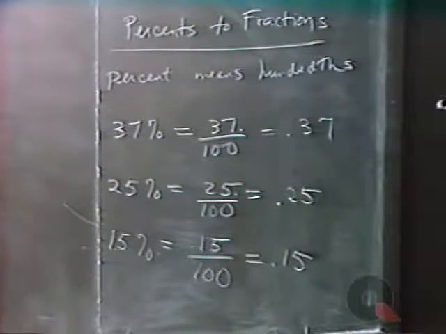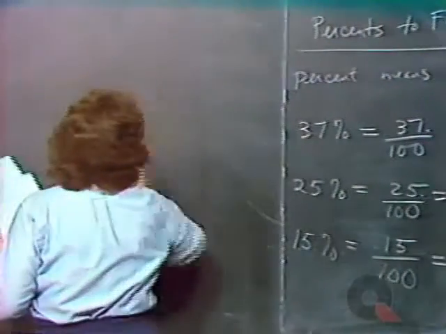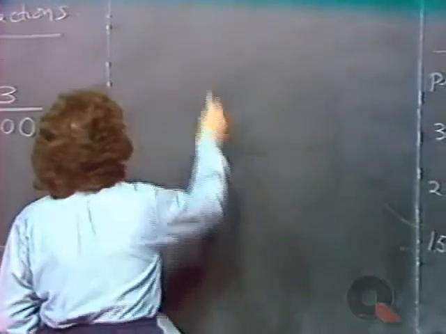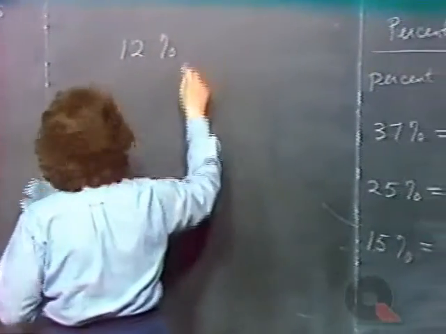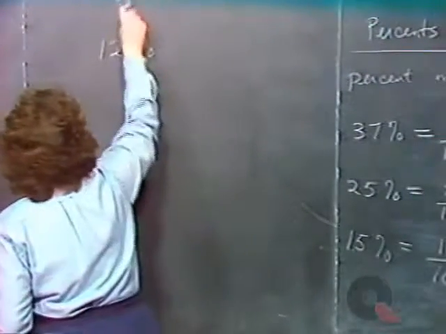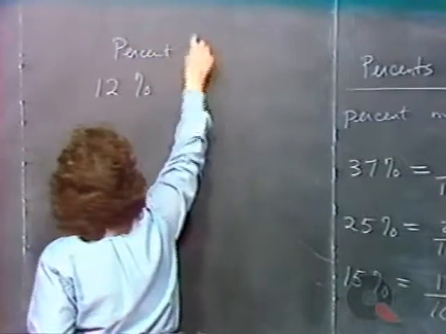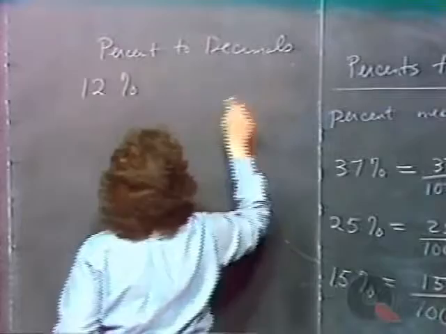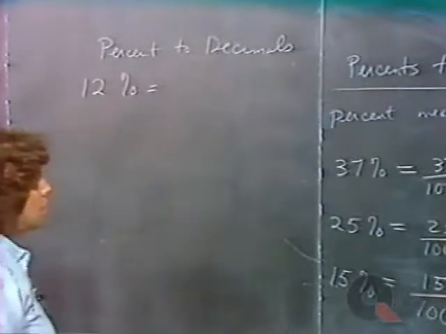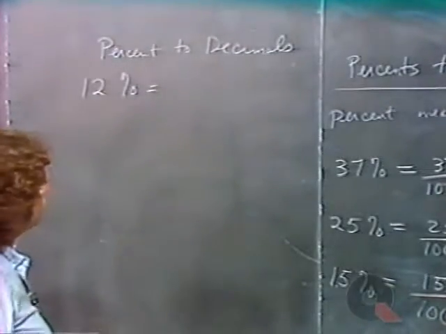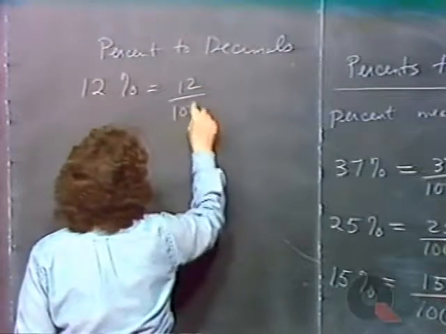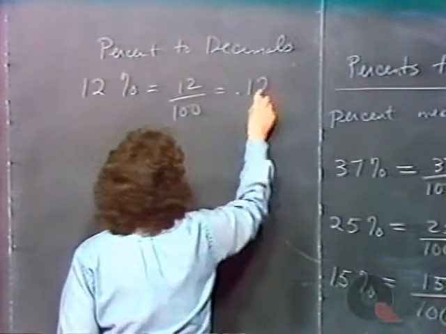Let's try some more of these. Okay, if I said 12% and I wanted to change percent to decimals, it's a good idea to stop by and change it into a fraction, then change it into the decimal. 12% means 12 hundredths, which is 0.12.